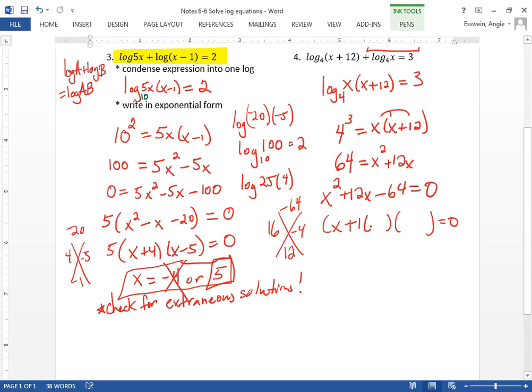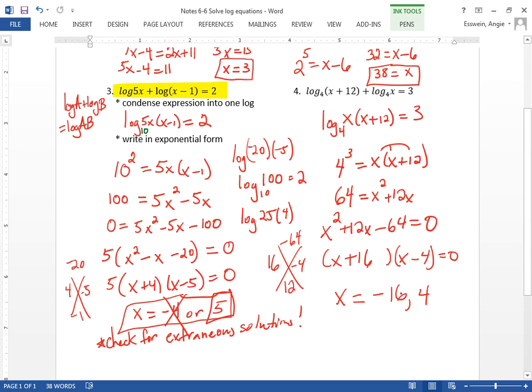So x plus 16, x minus 4. So you get x equals negative 16 and 4, and we do need to double check. And sure enough, if we plug negative 16 in here, we're going to be taking the log of a negative number, and it's not going to work. So our only answer is 4.